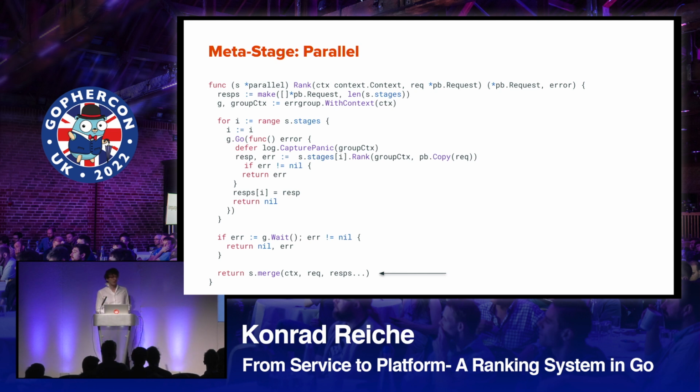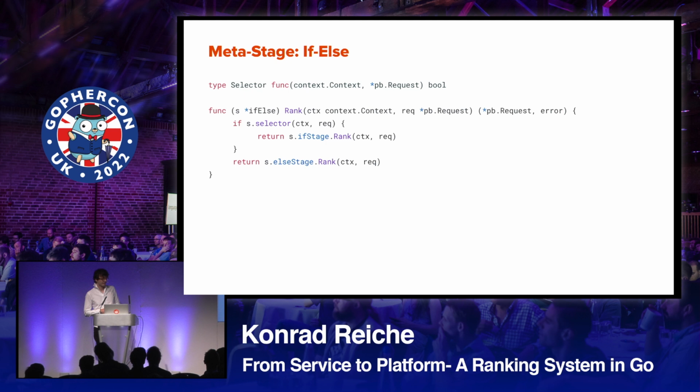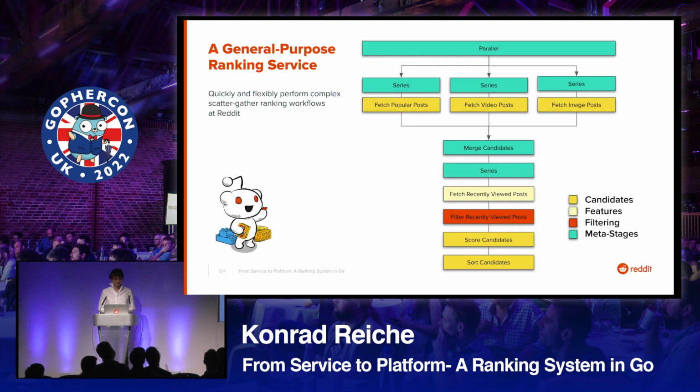A meta stage doesn't always have to contain many stages. We can also think of a meta stage that takes exactly 2 stages. An if-else stage. Based on a selector, we execute either one or the other stage.